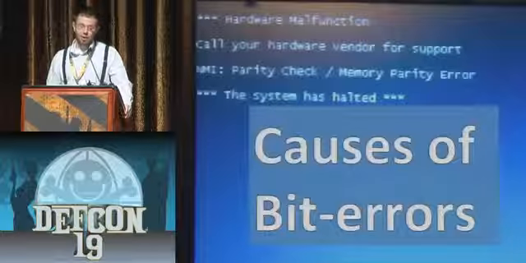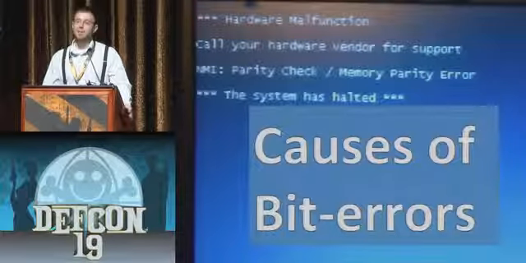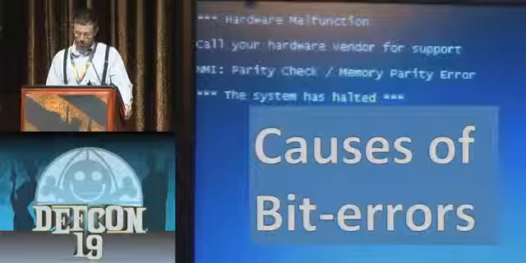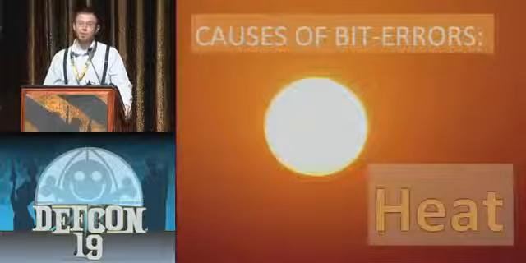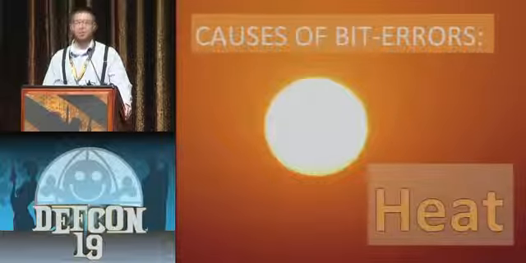Now, there's other causes of bit errors besides probing by smart card pirates and heat lamps, and I'm going to get into 4 of them. So, cause number 1 is heat. It is a physical fact that heat affects properties of electrical devices, such as conductivity and resistivity.